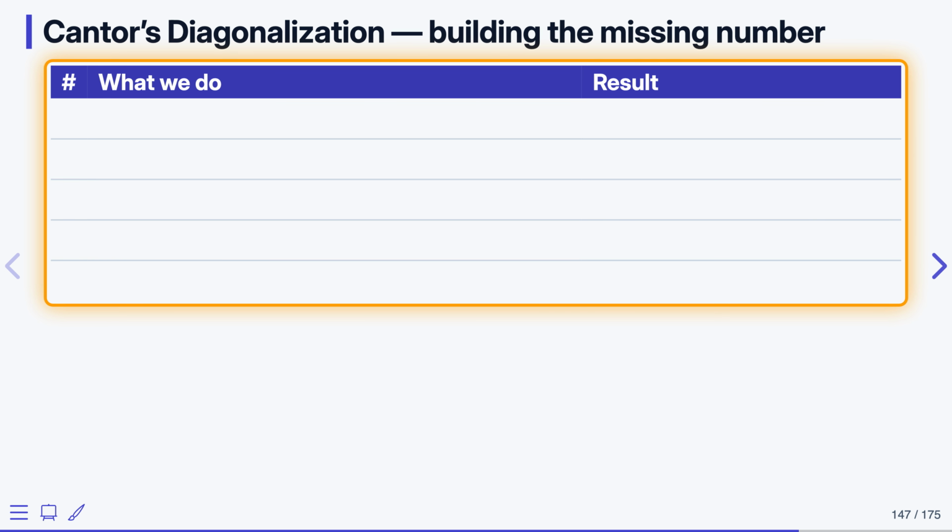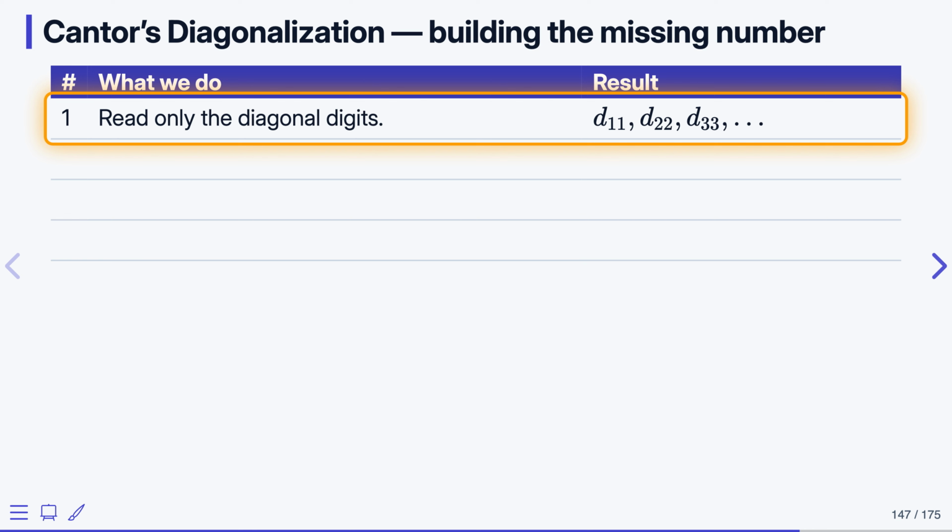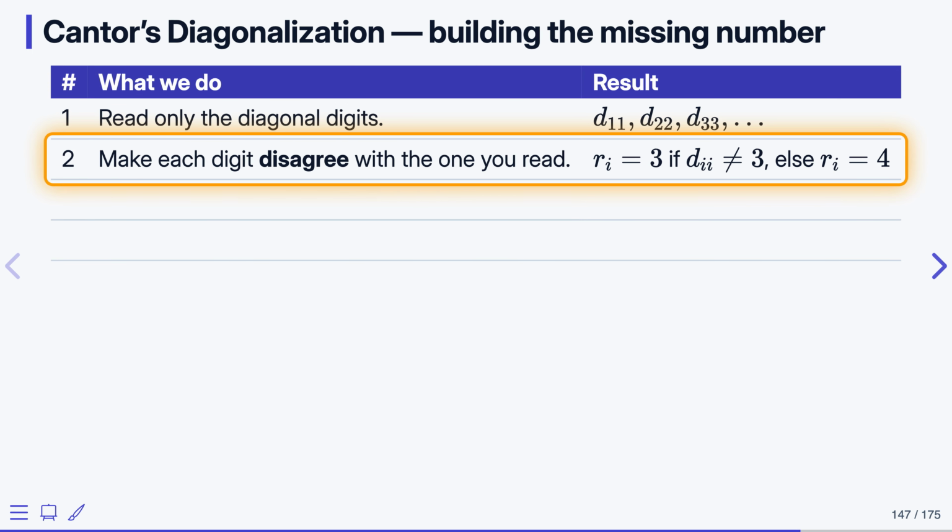Now we build the number that breaks the list. Step 1. Ignore everything except the highlighted diagonal. Read off D11, D22, D33, and so on. Step 2. Make a new digit for each one, chosen to disagree. If the diagonal digit is not 3, our digit is 3. If the diagonal digit is already 3, our digit is 4. Either way, our digit differs from the one we read.